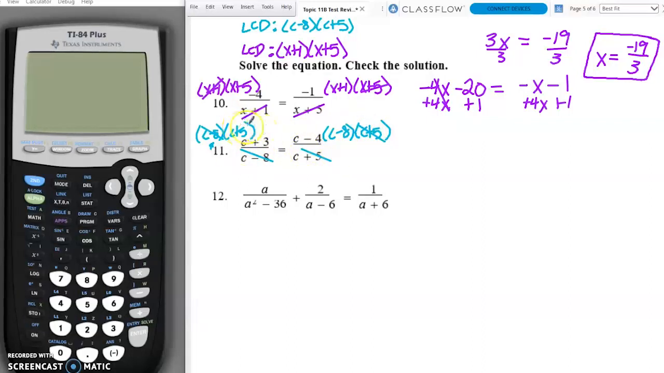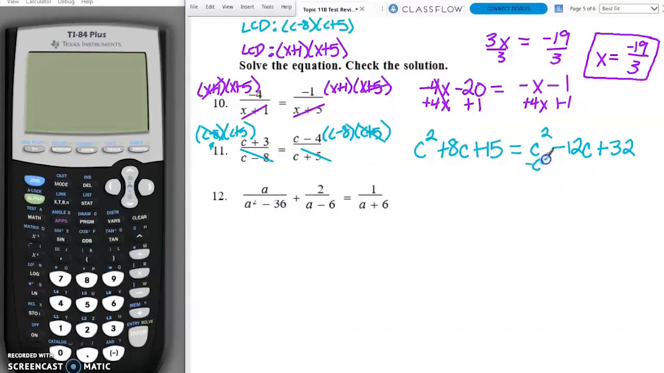And what we're left with, we have to multiply together. So on the left side, we have the c plus 5 times c plus 3, which gets us c squared plus 8c plus 15. Equals, and then c minus 4 times c minus 8, so we get c squared minus 12c plus 32.